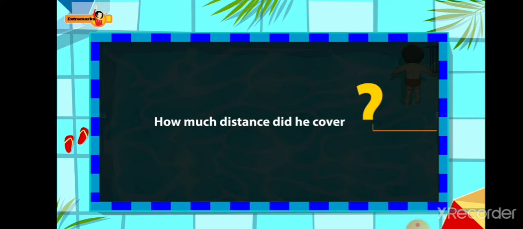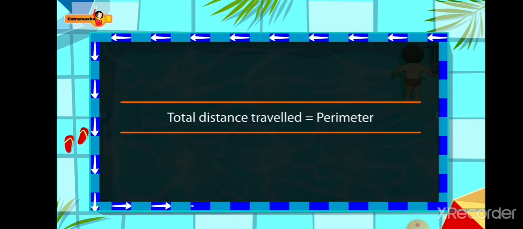If a boy swims along the edges of a swimming pool and reaches the same point, then how much distance did he cover? How will we calculate it? If we walk along the side of a shape, then the total distance traveled is called its perimeter.